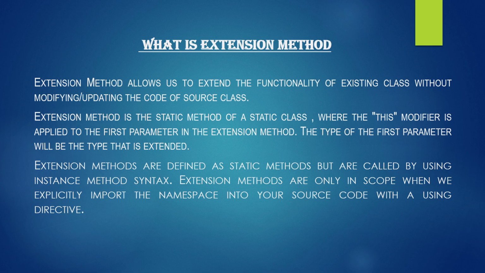An extension method is a static method of a static class where the this modifier is applied to the first parameter in the extension method. The type of the first parameter will be the type that is extended. Or we can say that extension methods are defined as static methods but are called by using instance method syntax. Extension methods are only in scope when we explicitly import the namespace into our source code with the using directives.